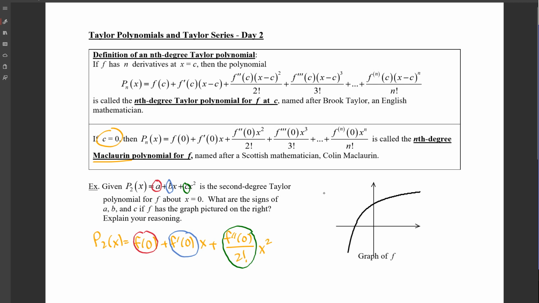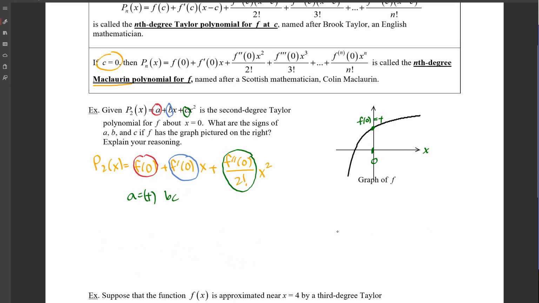Well, these are all happening at x equals 0, right? So here's my x-axis, here's 0. So right here, f at 0, is it positive or negative? It's positive, right? This point right here, this y value will be positive. So I know that a is actually positive, I'll say because the y-intercept is positive. All right, what about f prime at 0? Is the derivative at 0 positive or negative?